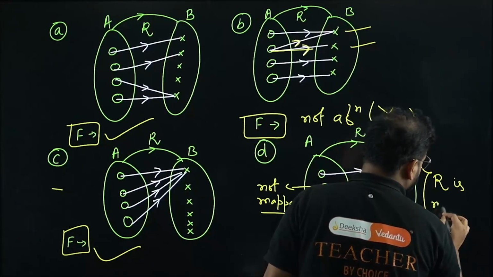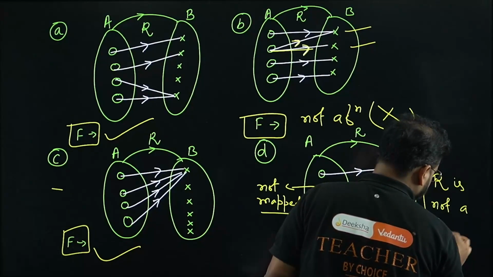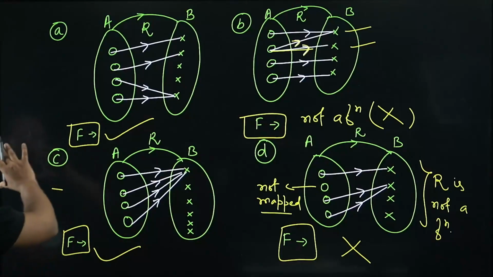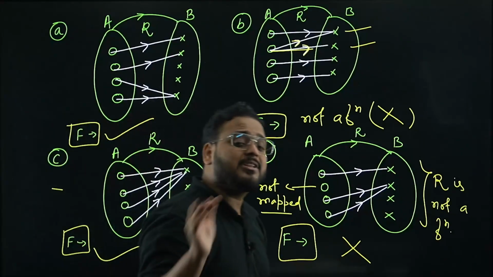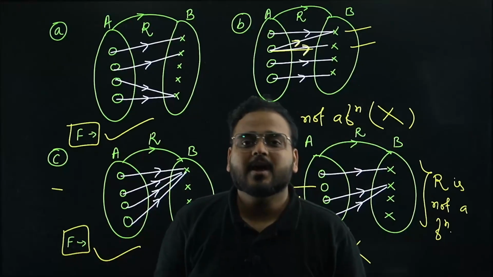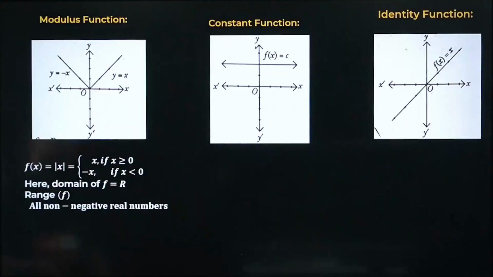R is not a function. Okay, so try to take here 4 different mappings and show you in which cases the relation is a function or not. Okay, let's move on. So I hope this is clear.